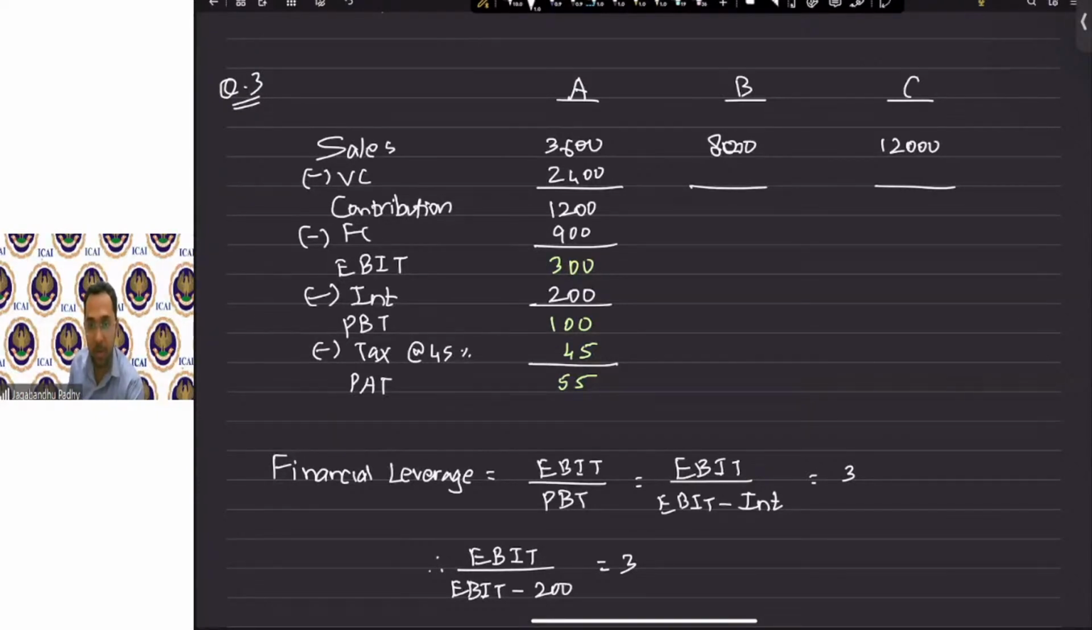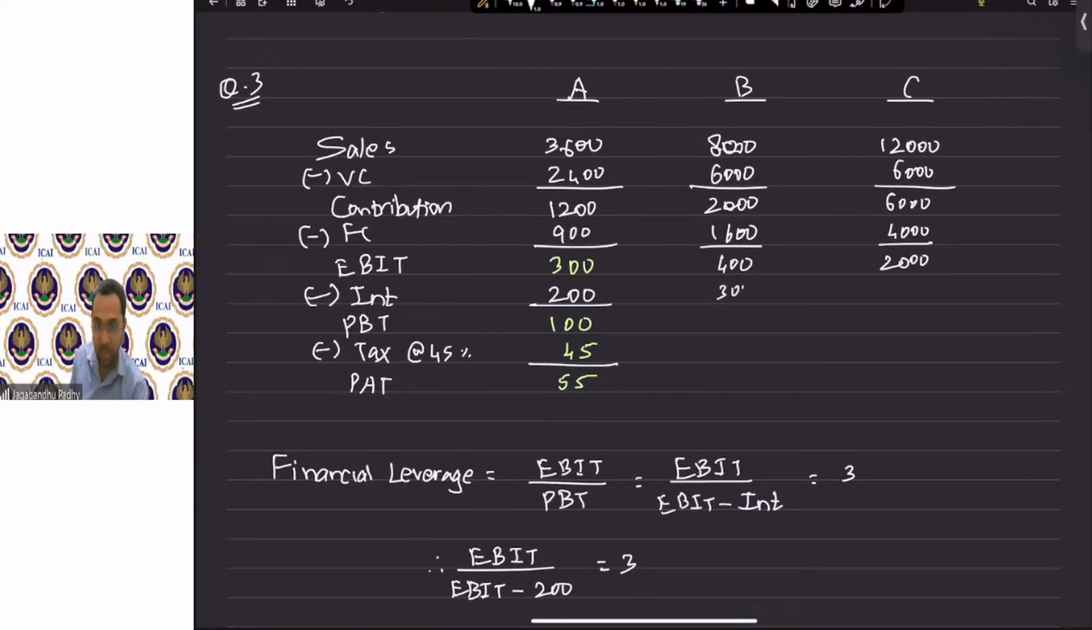Less variable cost from 8,000. We have the variable cost. Sales is 8,000. Variable cost is 6,000. Contribution is 2,000 and 6,000. Fixed cost is 1,600 and 4,000. And EBIT is 400 and 2,000.